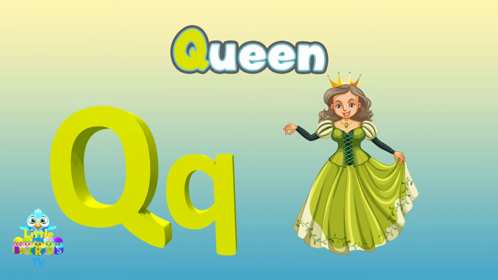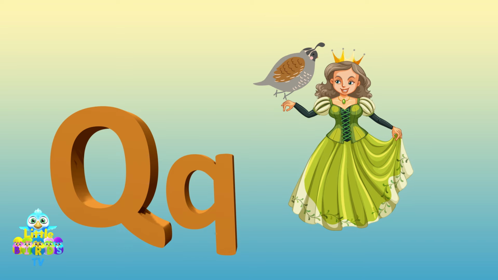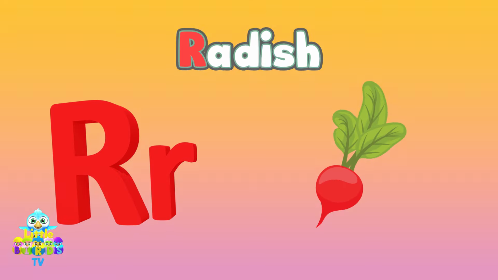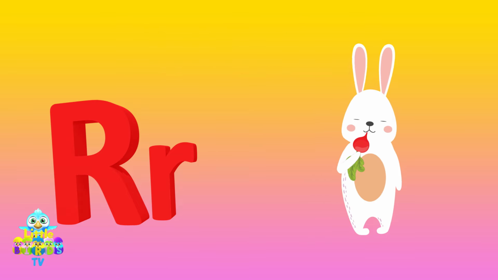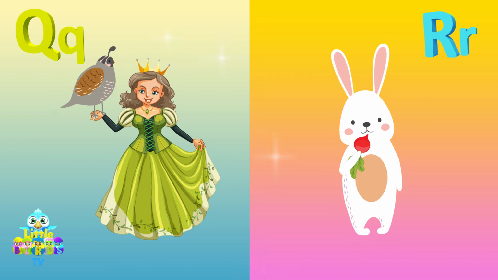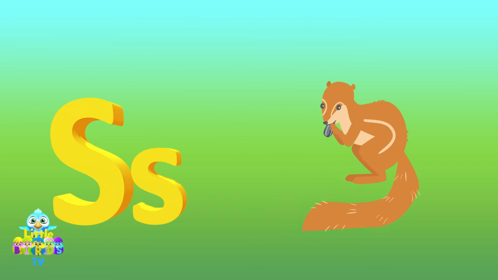Q for queen, Q for quail, Qu Qu Qu. R for rabbit, R for radish, ra ra ra. S for squirrel, S for seed, s s s.